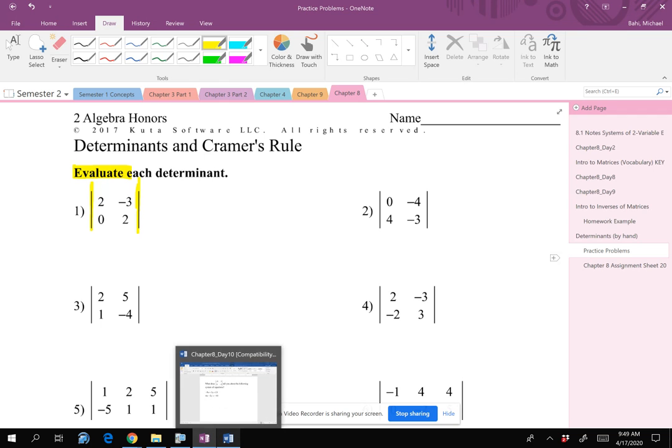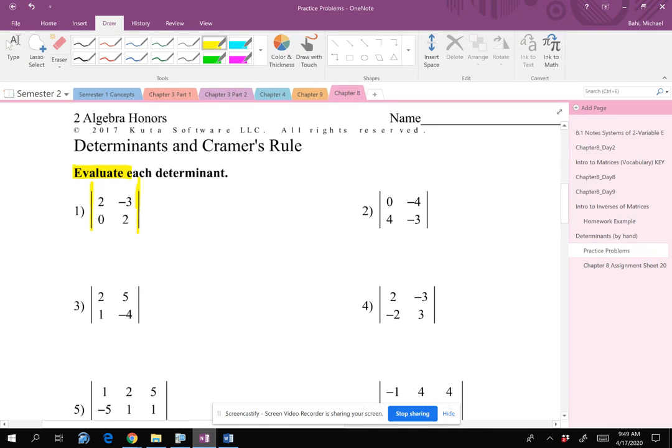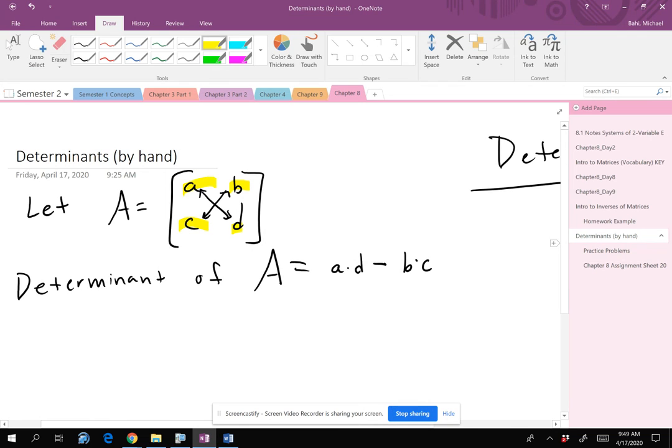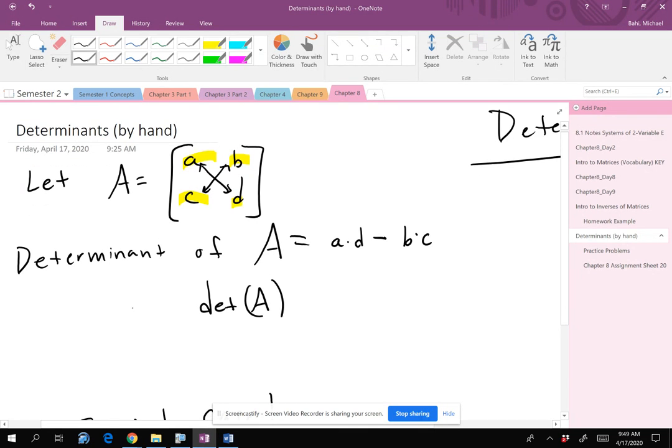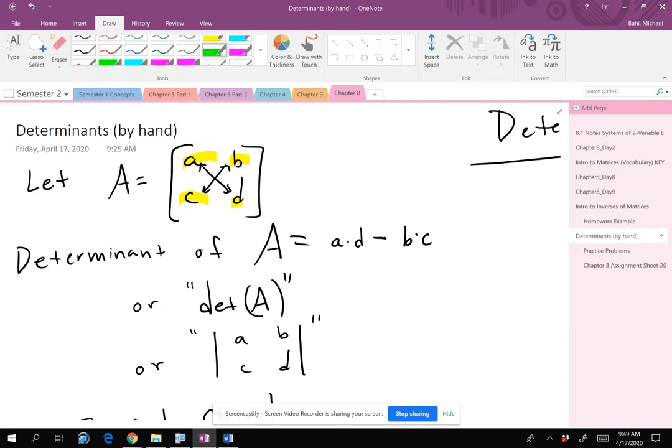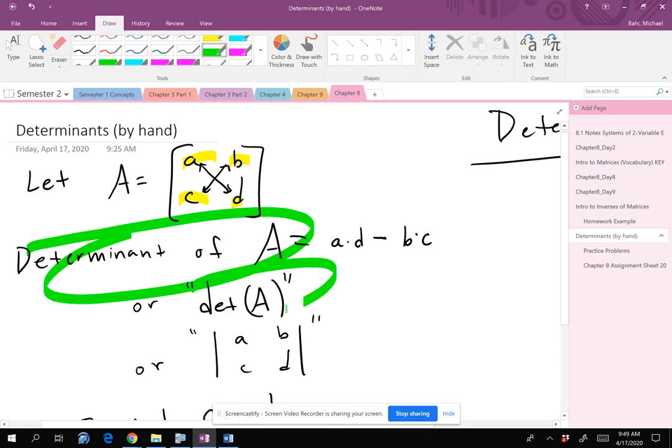Okay? So when I said find the determinant of A, you might see it written this way, or you might see it written like that, or you might see it like this, obviously without the quotations. Okay, this line is bothering me. There you go. So any of these three directions all imply to find the determinant.